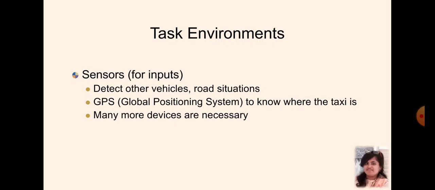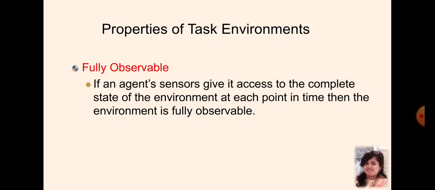It should know where the other car positions are, where the roadworks are going on. So these are the sensory information it should collect. It should not have only one particular sensor, that is one particular device, the GPS. It should have many other sensors similar to the GPS, or along with the GPS, to perform well in the particular task environment.